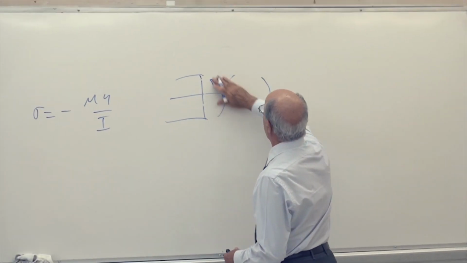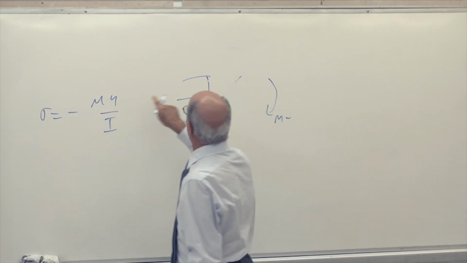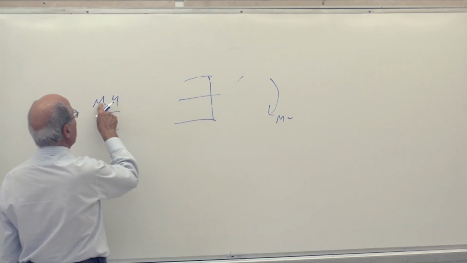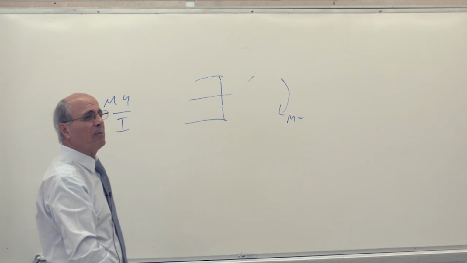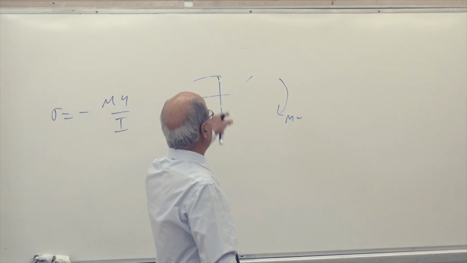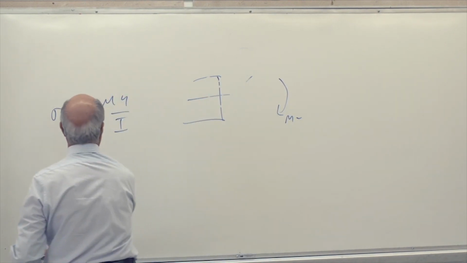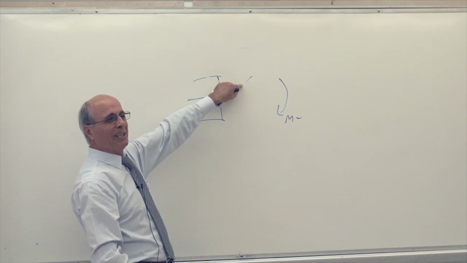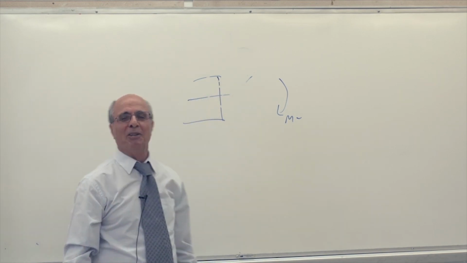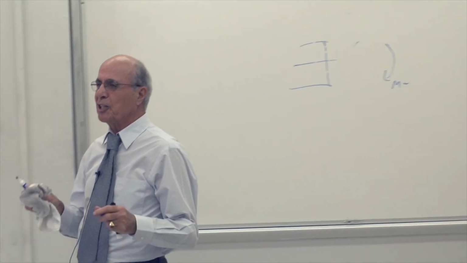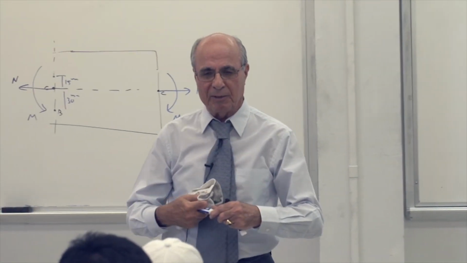So look what happened. If this M becomes negative, now Y here is positive, M is negative, negative times positive becomes negative. Actually, negative times negative becomes positive, so it is tension. But you can look at it. Why do I need that? Here is tension, here is compression, automatic. Just look at it, you see that. Everybody see what I'm talking about.